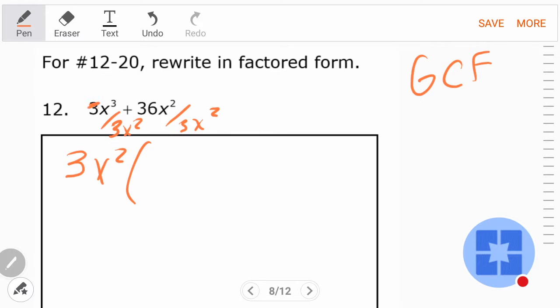Okay, so what gets left over here? Those cancel, and only 1 is left here, so I get x. The x squareds cancel. 36 divided by 3 is plus 12. Okay, and that is factored. This is not a quadratic inside, so I can't go any further.